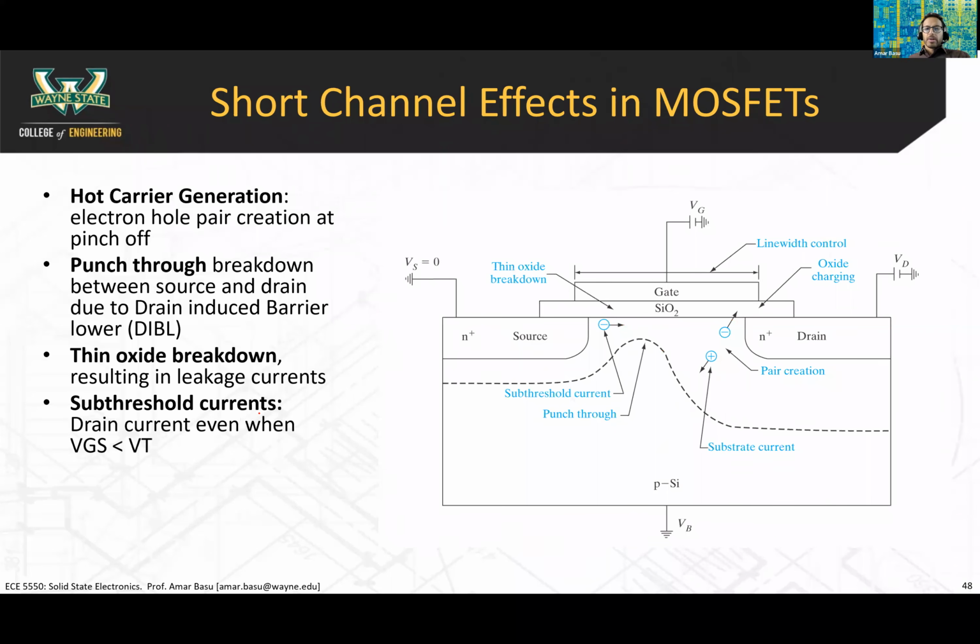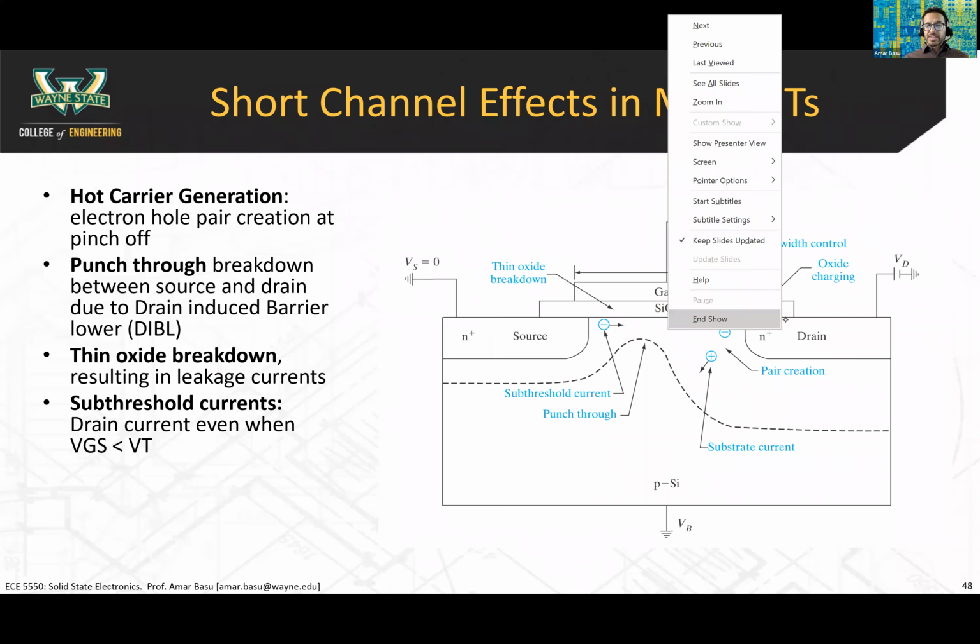Okay, all right, so covering the short channel effects in MOSFETs, this diagram from the textbook summarizes a lot of the effects. There's hot carrier generation, and there's something called punch through. This is a breakdown between the source and drain due to something called drain-induced barrier lowering. We'll get to that in a second. There are thin oxide breakdown effects. When you make your gate oxide super thin, you can have leakage currents. And then we will talk about subthreshold currents.